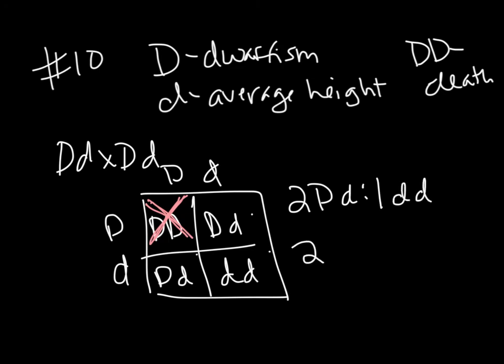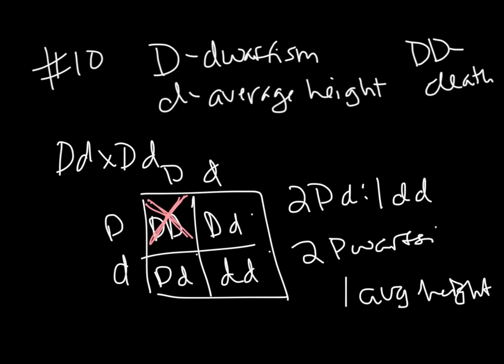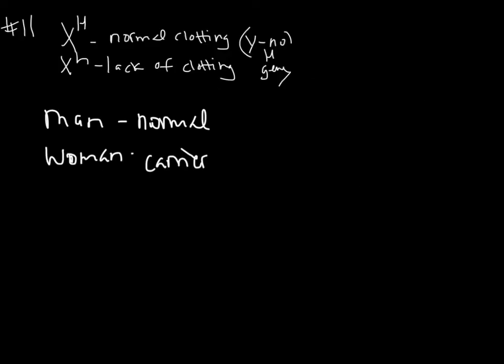Which means you expect 2 dwarfs for every 1 average height child. So you can see that's 2 out of 3 chance of being a dwarf, 1 out of 3 chance of being average height. This is problem number 11 from Genetics 2.